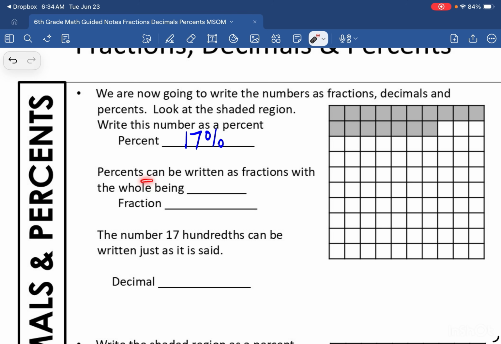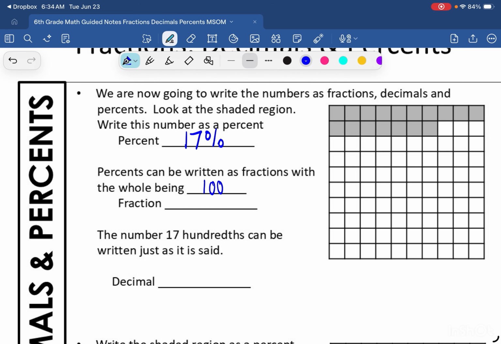Percents can be written as fractions with the whole, meaning the denominator, being 100. So 17% as a fraction is going to be 17 over 100. The number 17 hundredths can be written just as it is said. So if I were to write the number 17 hundredths, I'm going to write 0.17. We say 17 hundredths because the 1 would be in the tenths and then the 7 would be in the hundredths. So it's 17 hundredths.